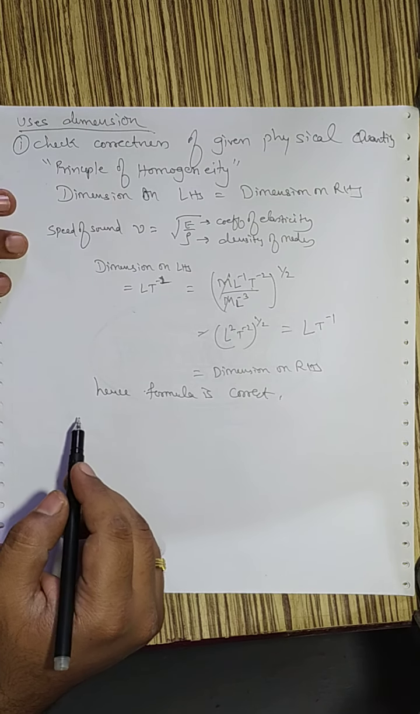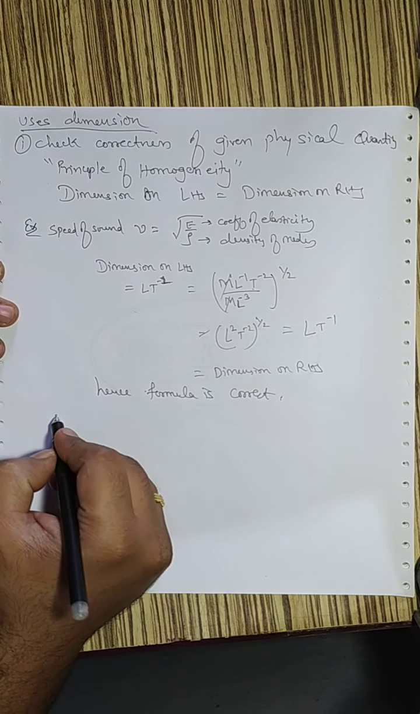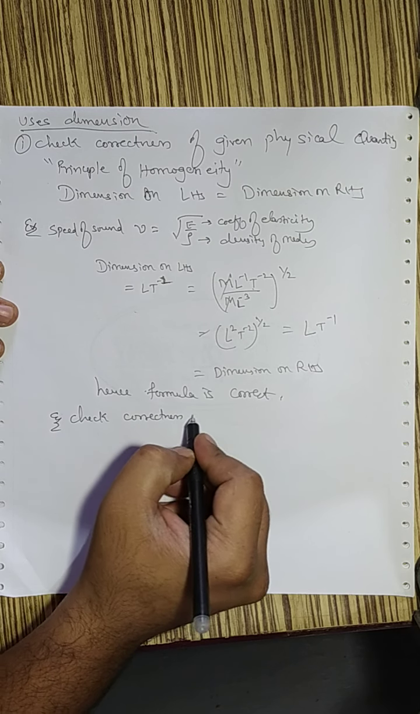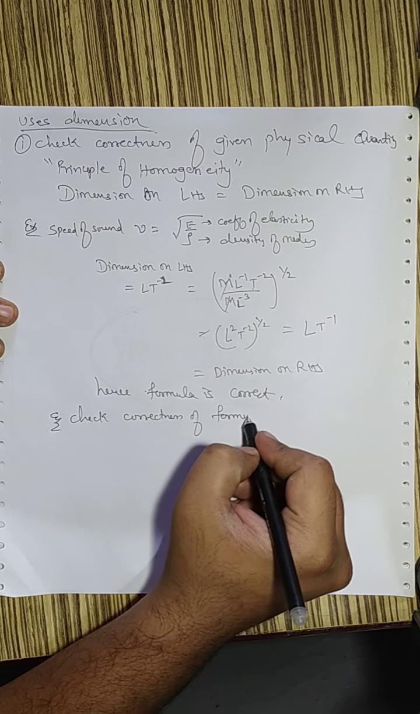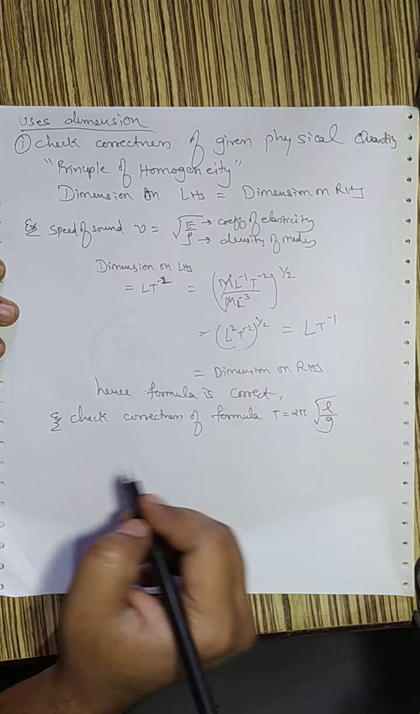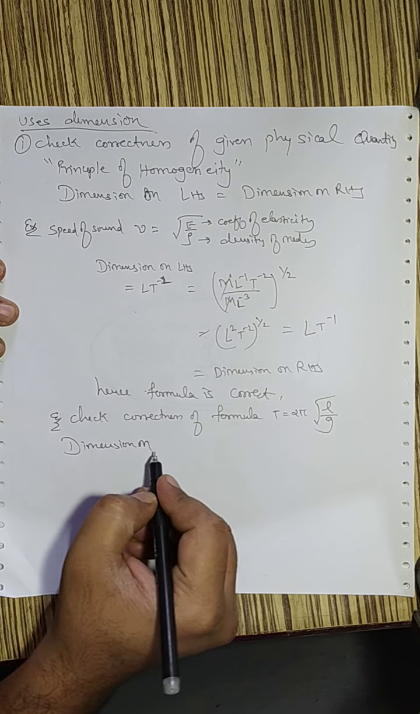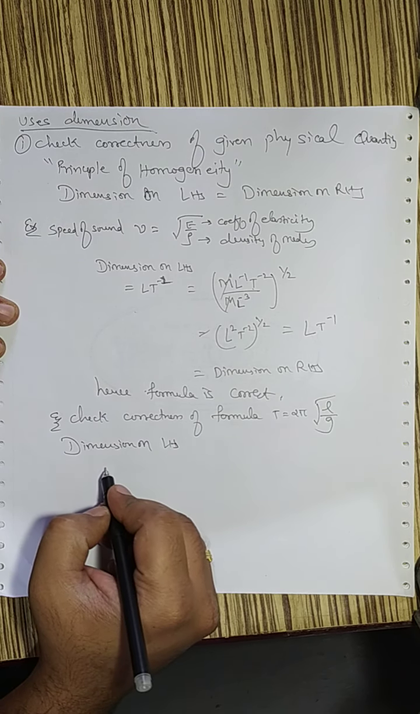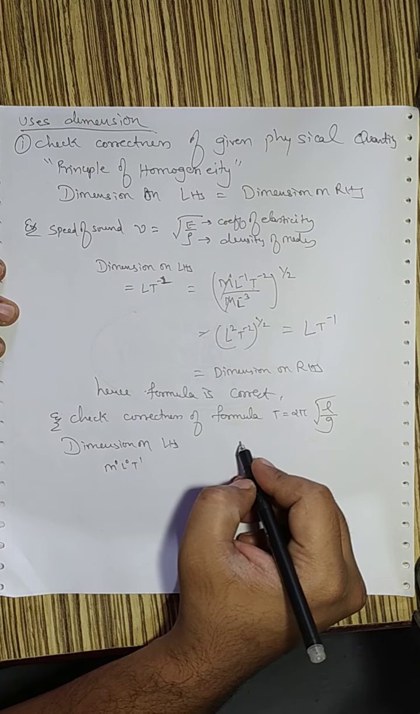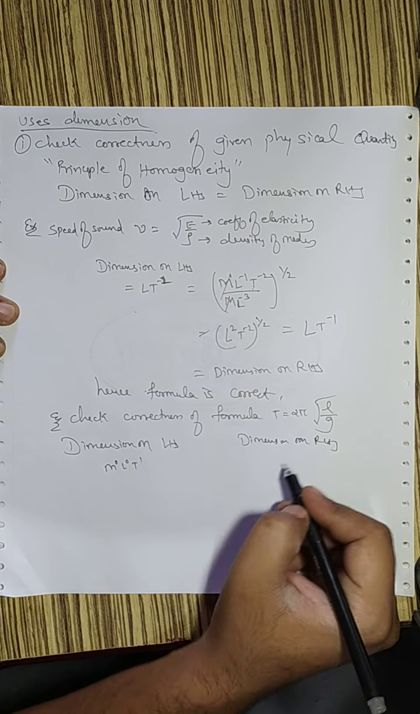Let us do one more question. Let us check the correctness of the formula. T is equal to 2 pi square root of L by g. We have to check whether this formula is correct or not. So again, we do the dimension on the left hand side. It will be M0 L0 T to the power 1. And similarly, we solve the dimension on the right hand side.